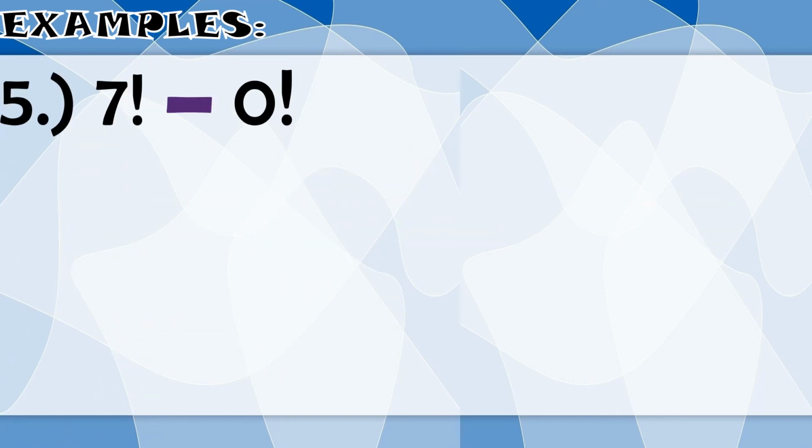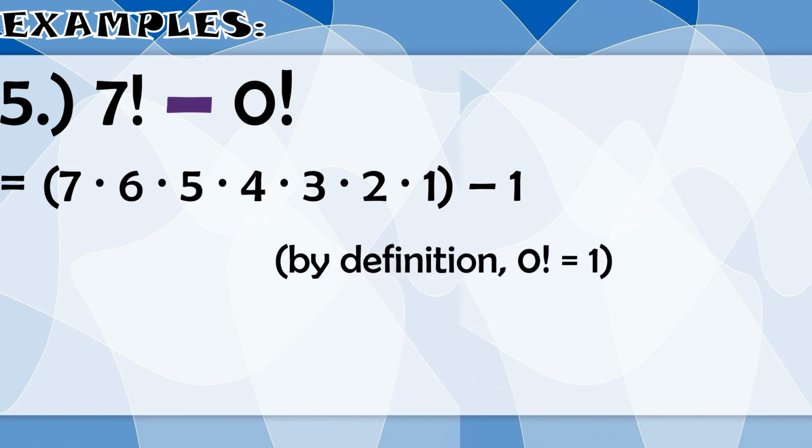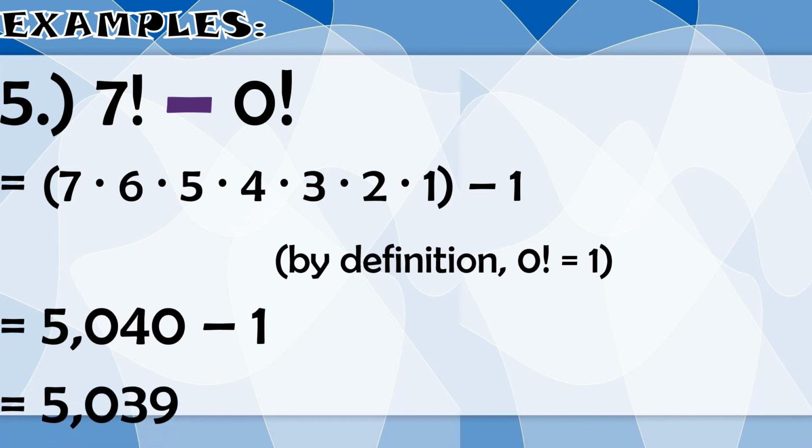Our last example, 7 factorial minus 0 factorial. 7 times 6 times 5 times 4 times 3 times 2 times 1 minus 0 factorial, which is 1. By definition, 0 factorial is equal to 1. Again, 0 factorial is always equal to 1. So we have 5040 minus 1. The answer is 5039.